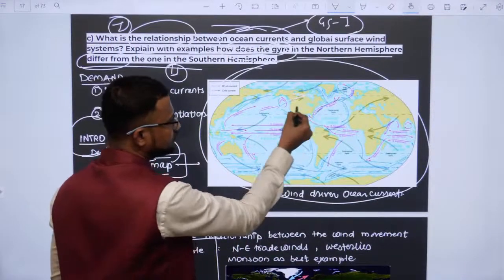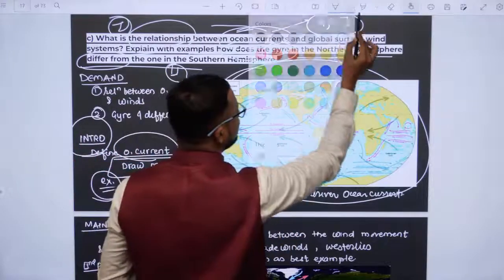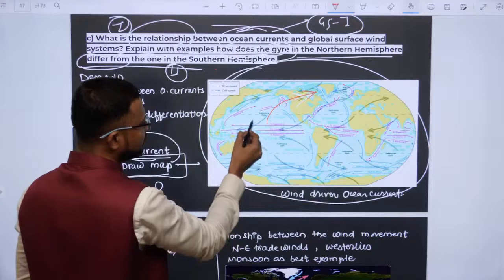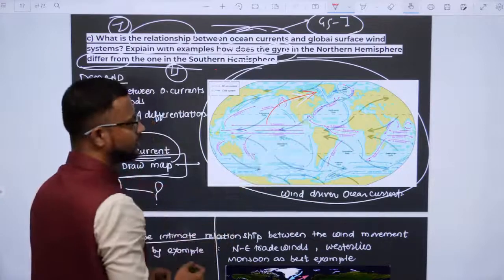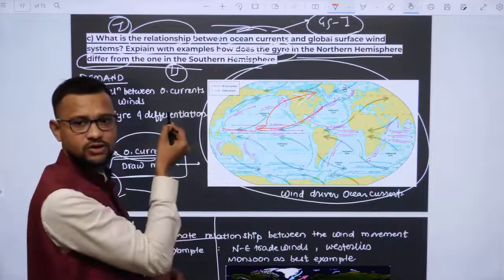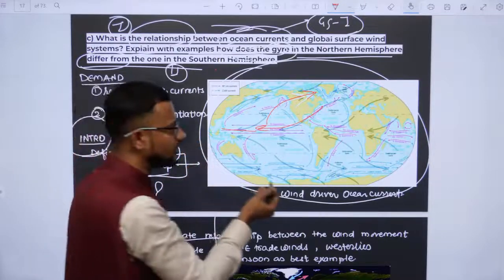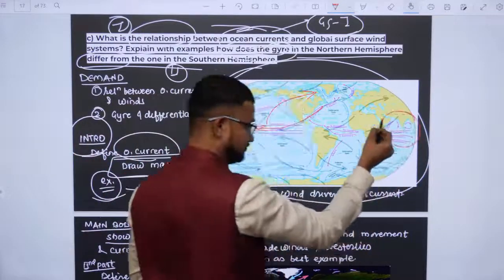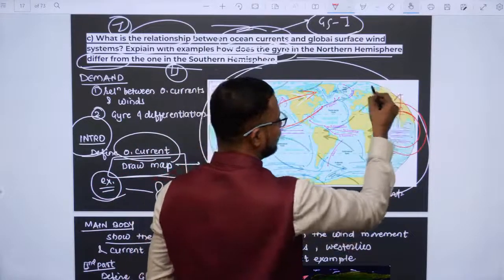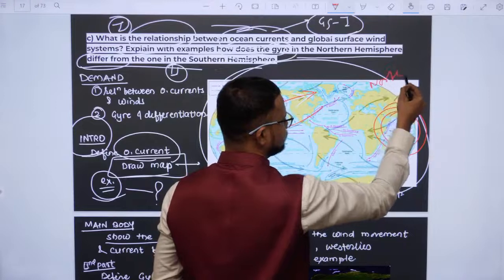The movement of this wind in this direction leads to the movement of ocean current accordingly, right. This wind is moving in this way, you will find that north equatorial current is also moving over here. The best interplay of wind and current you will find in the North Indian Ocean.